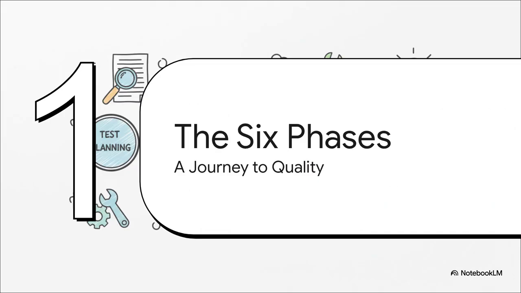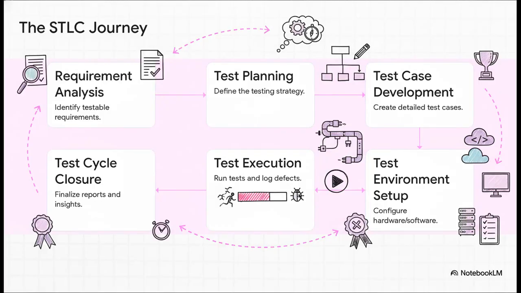The STLC is basically a journey, and it has 6 distinct phases. So let's walk through it together, starting from the initial plan all the way to the final report card. And here's our roadmap. We kick things off by analyzing what we even need to test. Then we move into planning, actually writing the tests, setting up the environment to run them, executing them, and finally, closing the whole cycle out. See how each phase just logically flows right into the next? It creates a really complete loop.